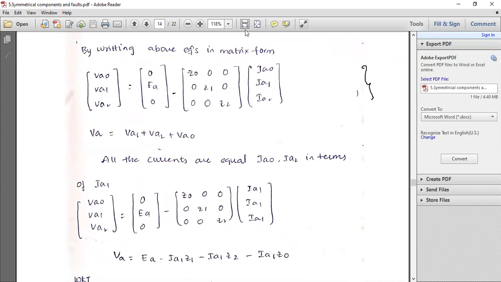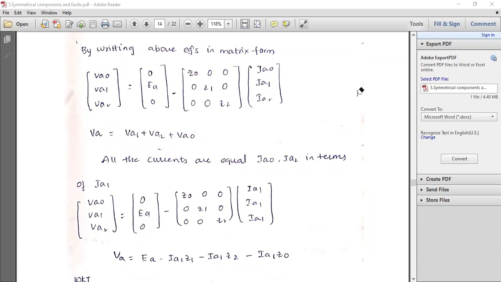Now, already we know that VA is an unbalanced phasor, VB is also an unbalanced phasor, and VC is also an unbalanced phasor. But every unbalanced phasor is expressed in terms of three sets of voltage or current components. So VA, the phase A voltage, is a combination of three balanced components: positive sequence, negative sequence, and zero sequence. Similarly, VB is a combination of VB0, VB1, VB2, and VC is a combination of VC0, VC1, VC2.